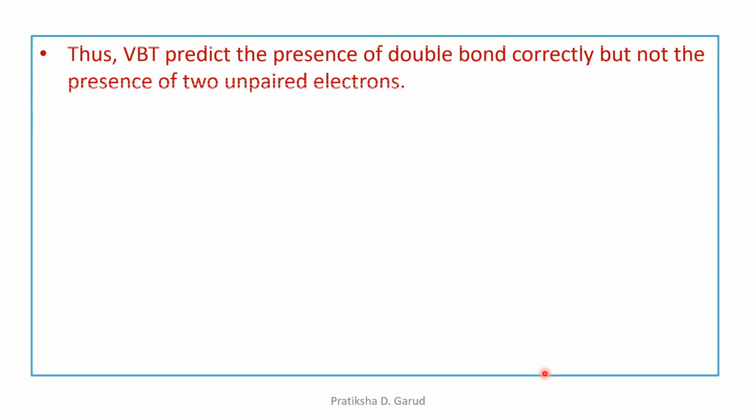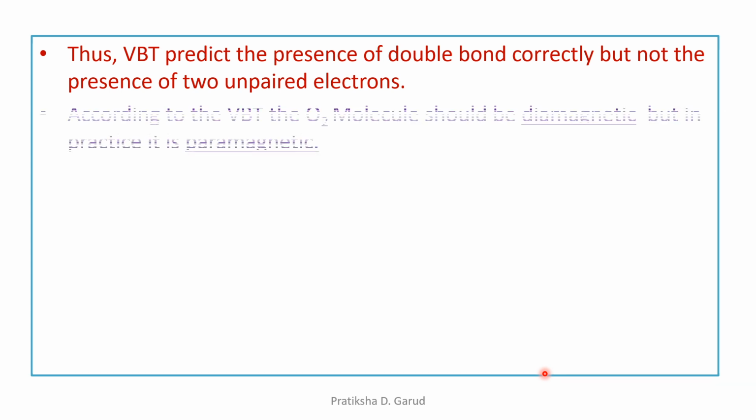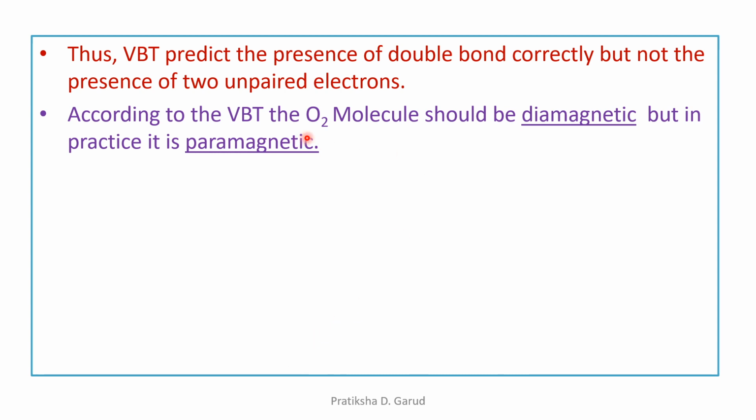But here the valence bond theory predicts the presence of the double bond correctly, but not the presence of two unpaired electrons. We have seen in the structure that there is a formation of the double bond, but there is an absence of unpaired electrons, and hence according to VBT, the oxygen molecule should be diamagnetic, right? But in reality, the oxygen molecule is paramagnetic in nature. So this is the failure or limitation of the valence bond theory.